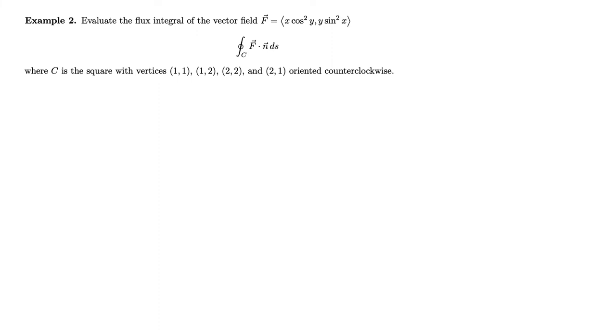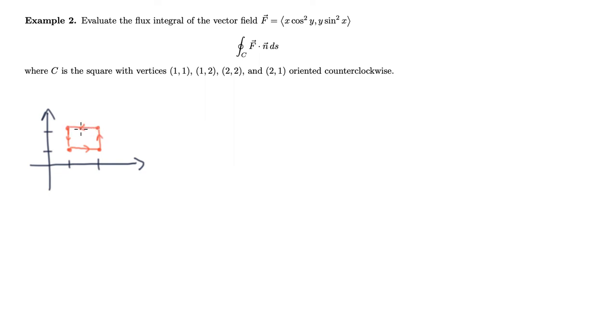Okay, so this is a very similar question, but instead of finding the circulation integral, we want to find the flux integral. And so we have this square, and we could actually just break up the square into its 4 sides. So here, here, here, here, and it has a counterclockwise orientation, so it looks like this.